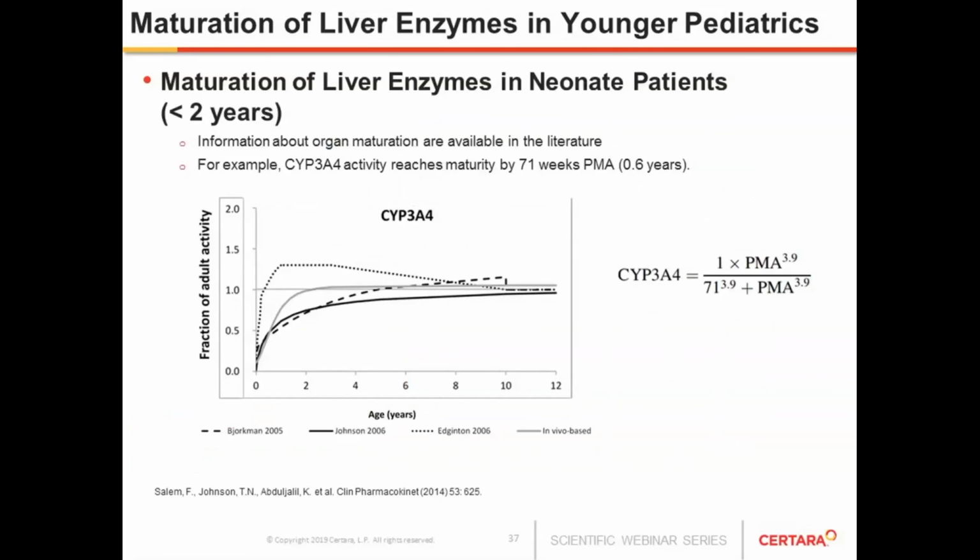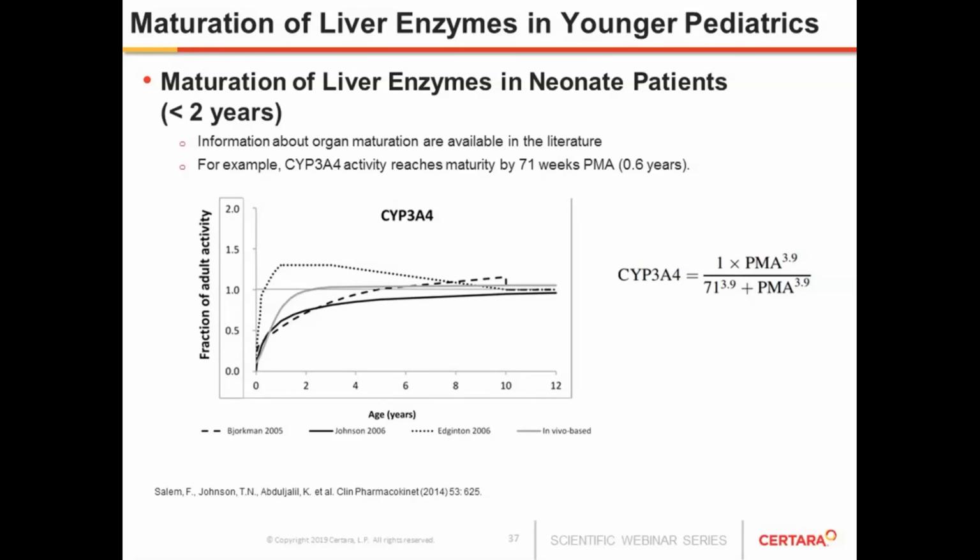And in addition to the maturation of the renal function, there is information in the literature regarding the maturation of the liver enzymes in neonates. This plot was taken from a paper published also by a colleague at Simcyp, Farzaneh Salem, and it shows the relationship between the ratios of unbound hepatic intrinsic clearance in pediatric subjects relative to adult values for CYP3A4 mediated metabolism as a function of age.